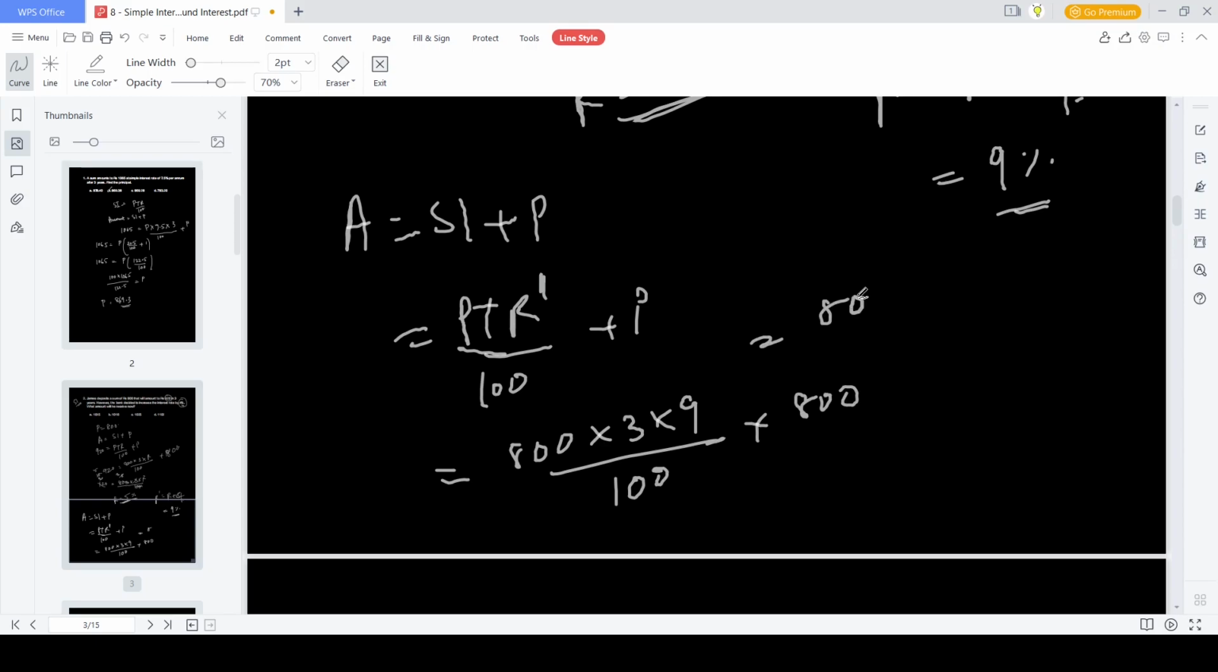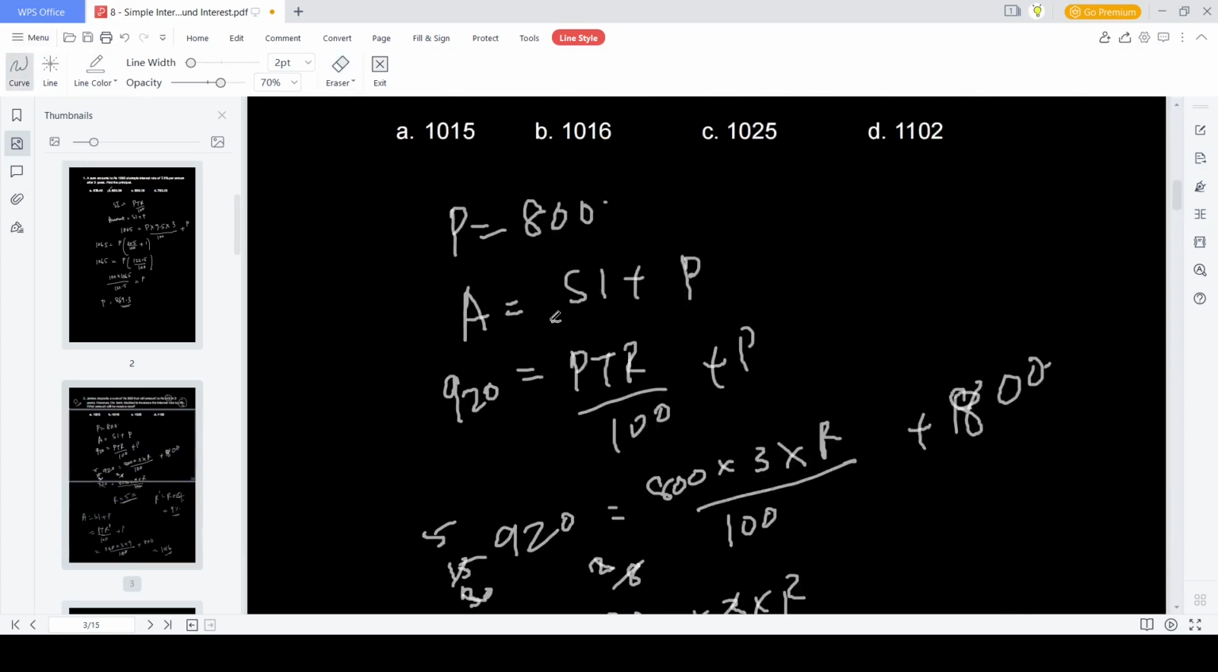We can take 800 common, or you can just cancel here. So you get 24 into 9 plus 800. That comes as 216 plus 800, so that is 1016. I'll directly simplify and write it here, no need for this step. So he receives 1016 rupees.